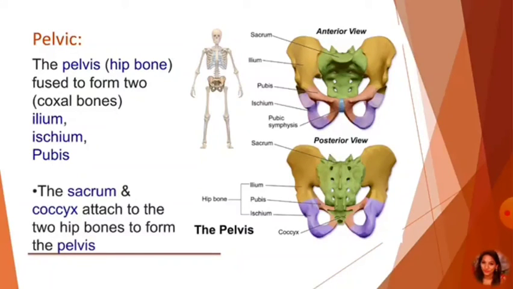And on the lower side, centrally, it is the sacrum and coccyx. They also attach together and make one bone. So together both these form one hip bone and another attached bone. So totally there are two bones in the pelvis area or the pelvic girdle.